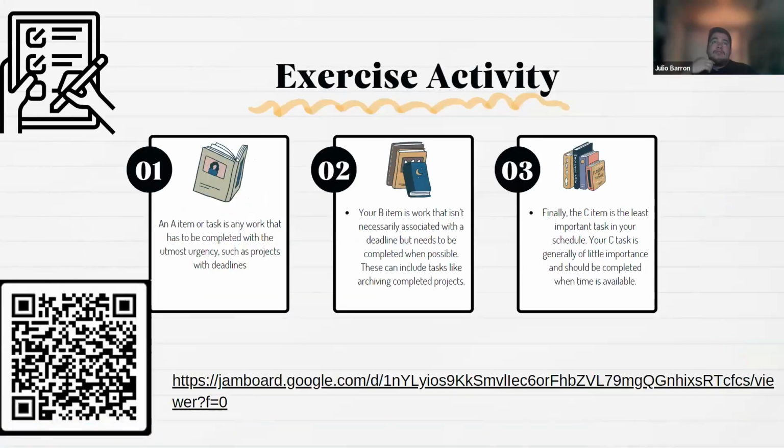So now, just to go over the steps again: the A group or task is any work that has to be completed with urgency, such as projects with deadlines. The B items are work that isn't necessarily associated with a deadline, but needs to be completed when possible. This can include tasks like archiving completed projects. And finally, the C item is the least important task in your schedule, and should be completed when time is available, when you get the chance.